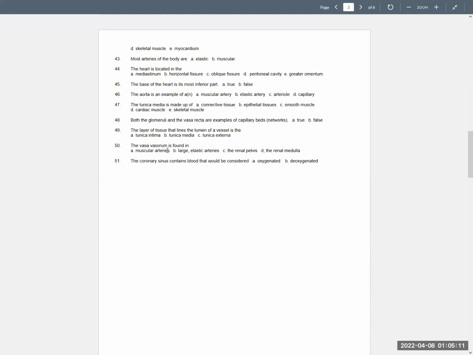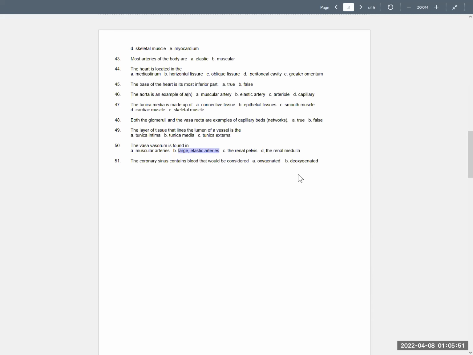The vasa vasorum is found where? This is a circulatory system within the largest vessels. Because they are so large, they can't suck oxygen and nutrients out of the blood that's passing through them. They actually have to take the blood into the vessel wall, and they're found inside of the elastic arteries. Vasa vasorum.